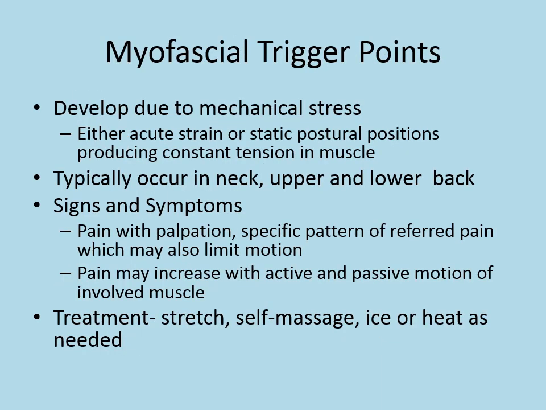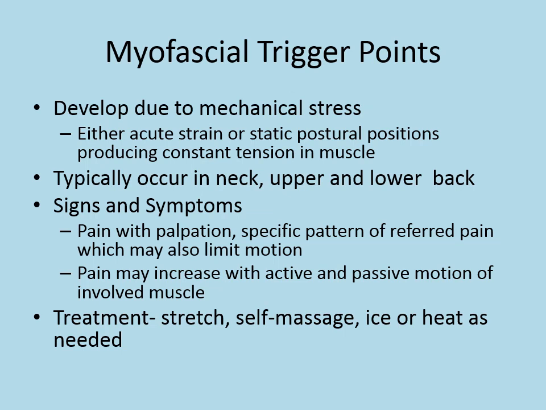Another type of overuse condition that people can get that is very common is called a myofascial trigger point. This is basically a really bad knot that will develop in a muscle due to some kind of mechanical stress. This can happen from an acute strain, but I've seen it most often from sustained poor posture, so static postural positions producing a constant tension on the muscle.